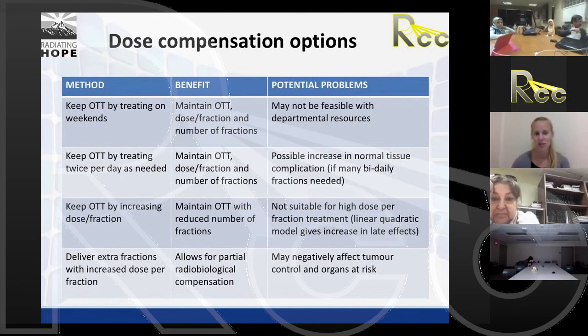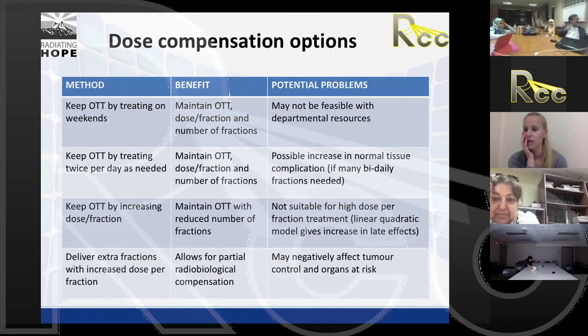Another option you can do is keep the overall treatment time by increasing the dose per fraction. So the benefit of this is you're maintaining your overall treatment time, so you're not worried about that repopulation effect that goes on, but you have a reduced number of fractions. Okay, the problem with this is it isn't suitable for a high dose per fraction treatment.